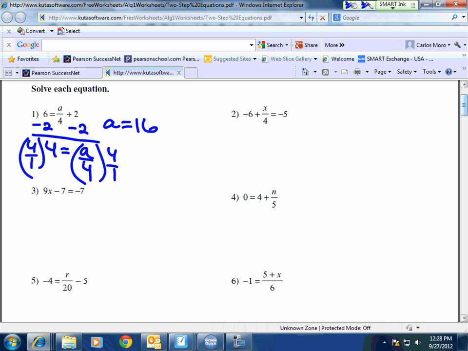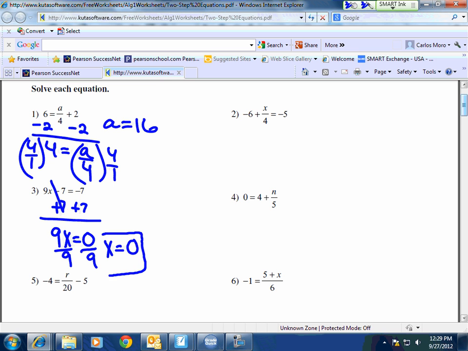What do I do here? Okay, you got 9x minus 7 equals negative 7, so I got to get rid of a negative 7 by adding 7 to both sides. 9x equals 0. This is good that this did this. How do I solve for x? Divide by 9. X equals what's 0 divided by 9? 9? No. 0 divided by 9 is 0, gentlemen. Please be careful.